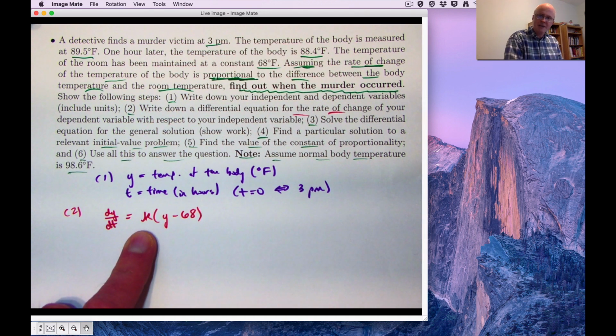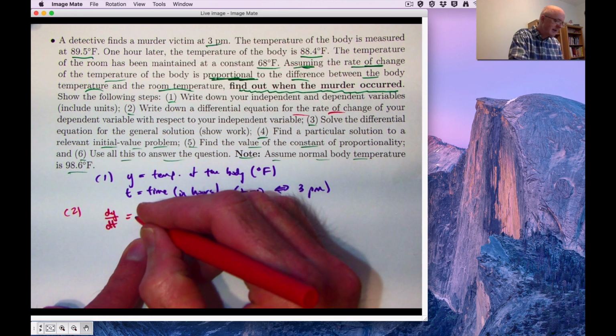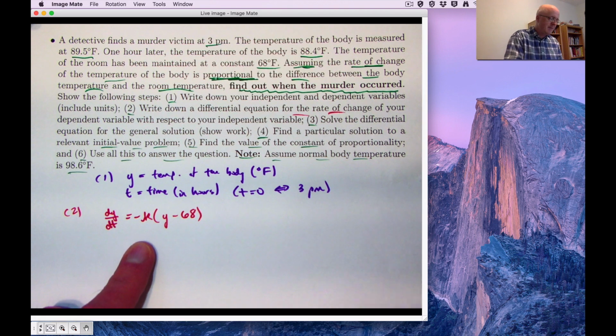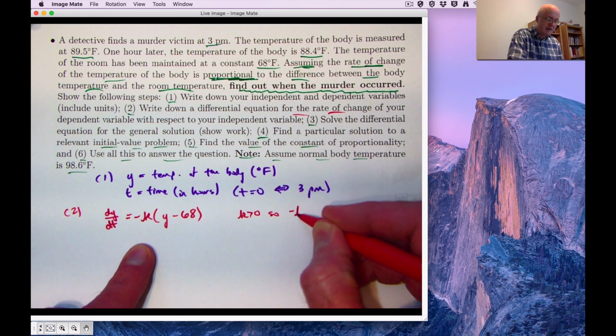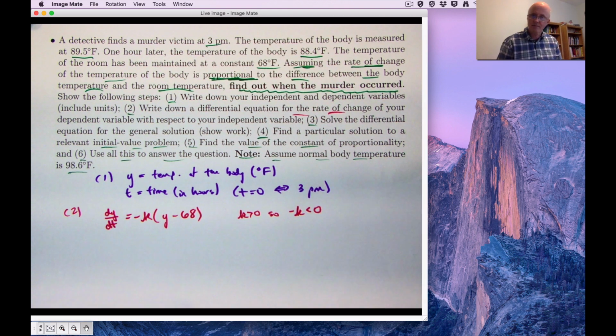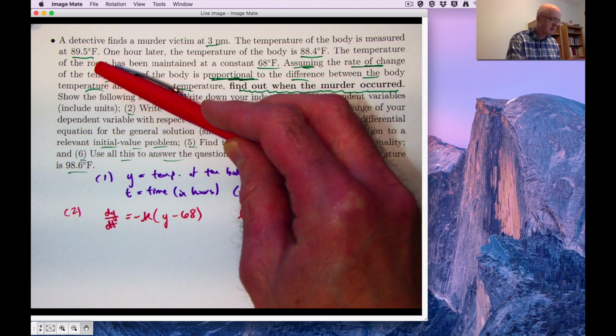So I could either just say k is a negative number, or maybe I could put a negative sign in front of it and emphasize that k itself will be positive, so negative k will be negative. Okay? That's probably the most natural way to do it. That's your differential equation. We also have an initial condition that y of 0 equals 89.5.